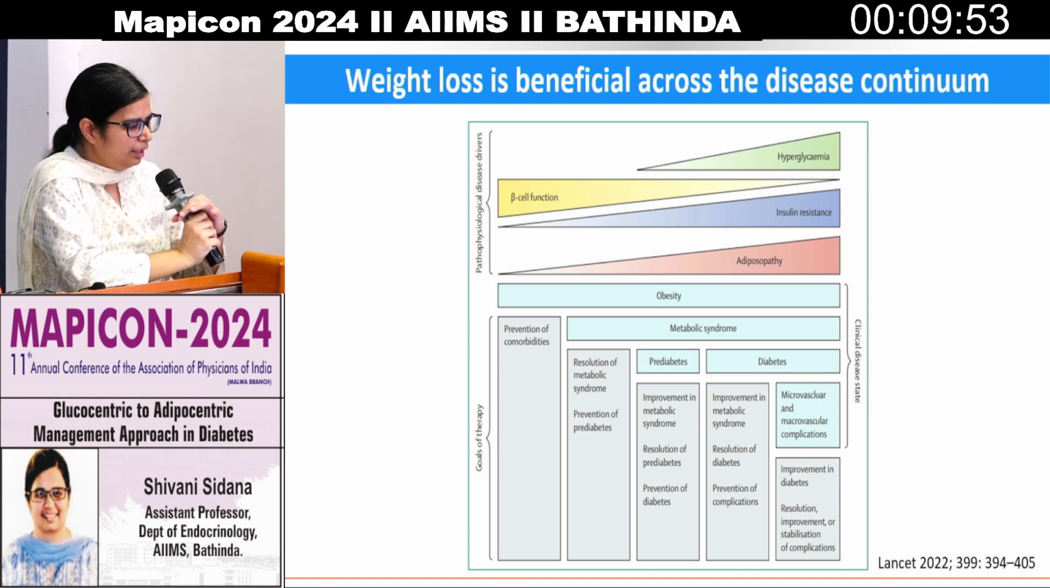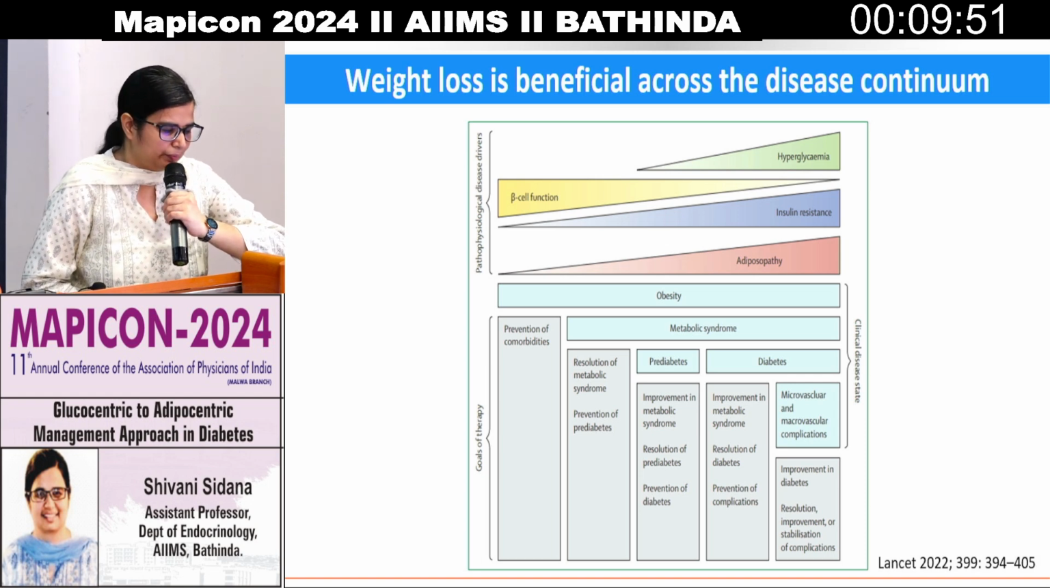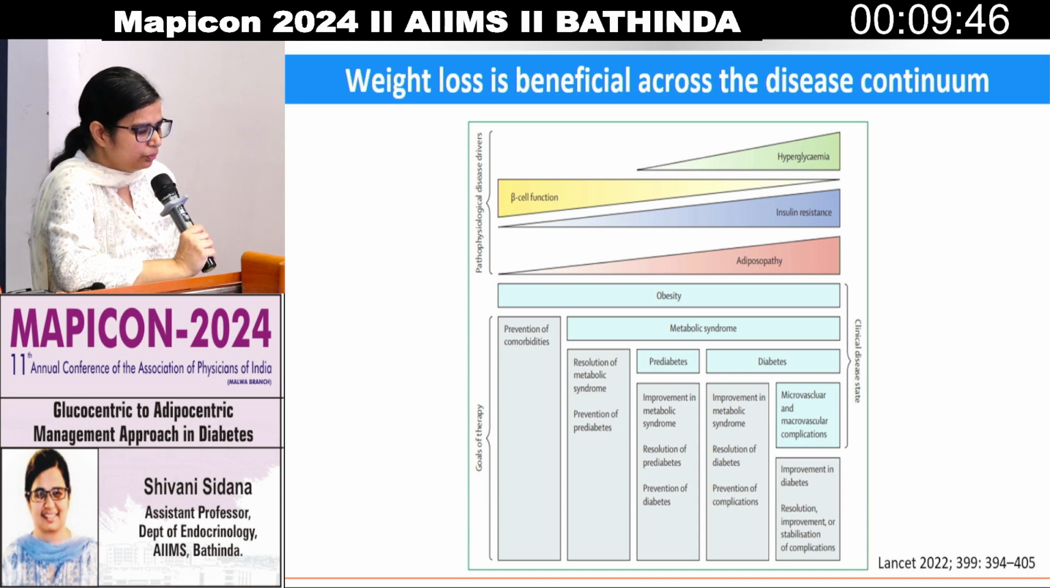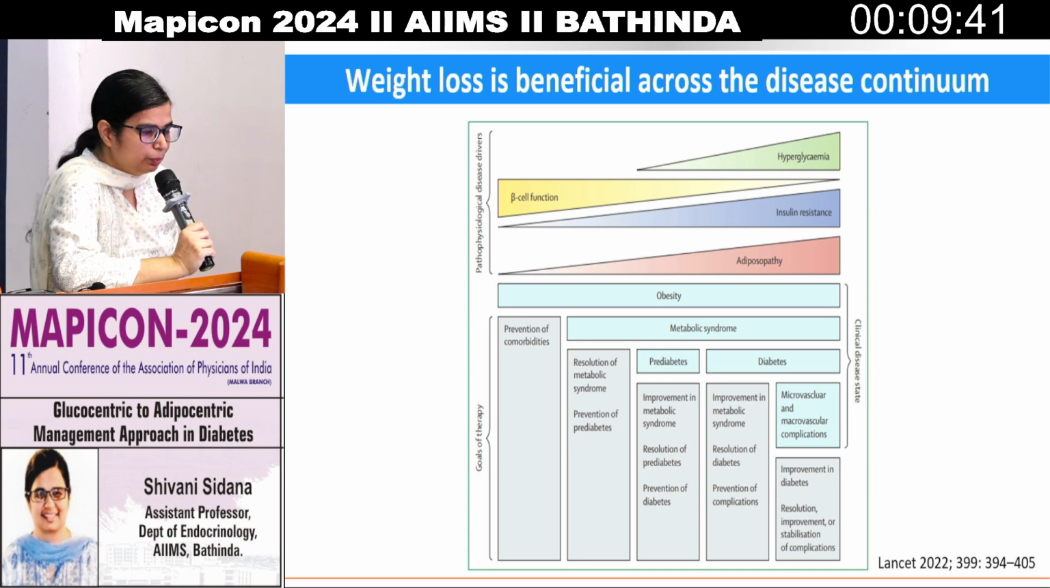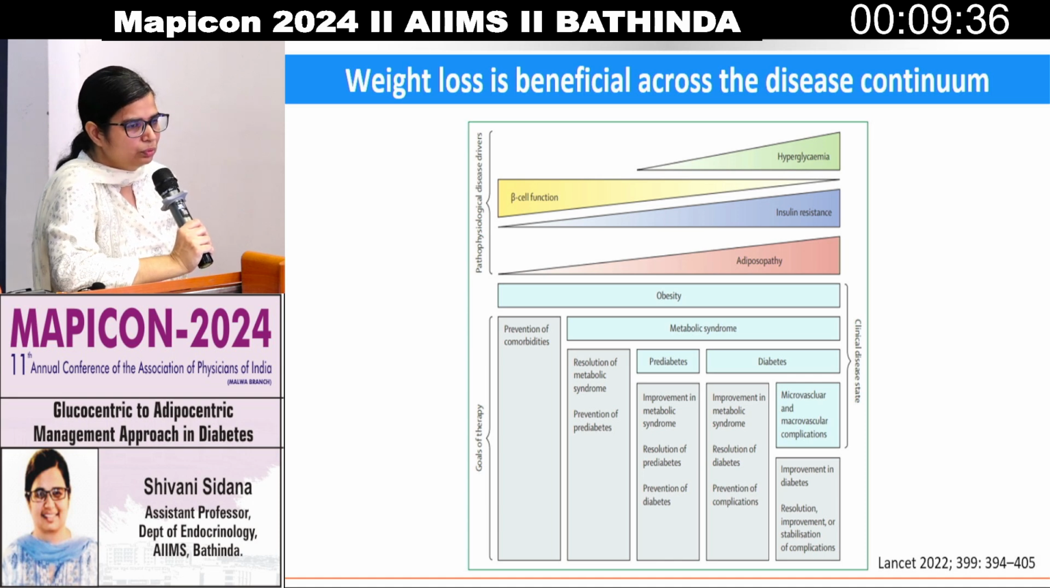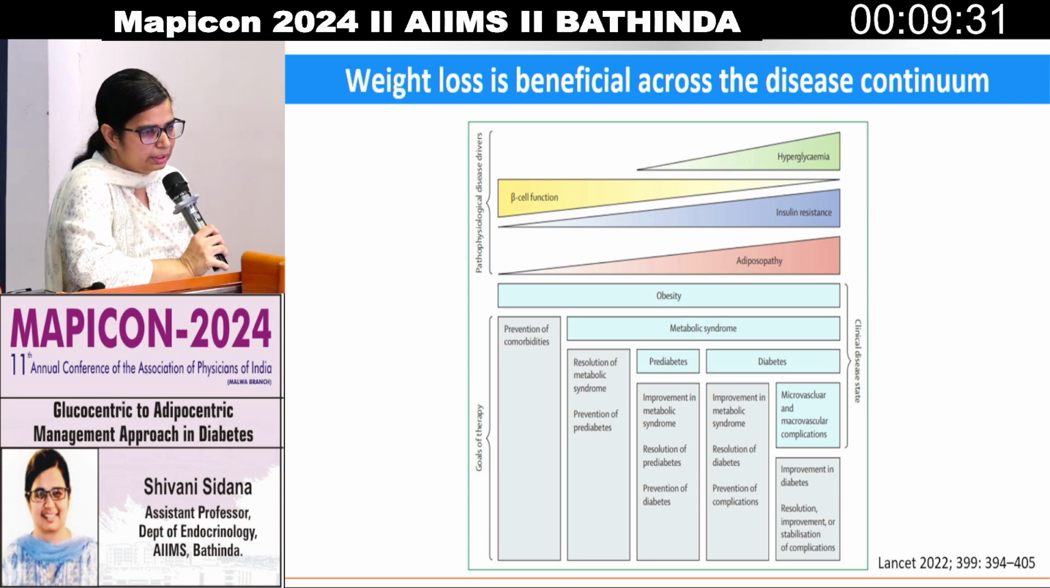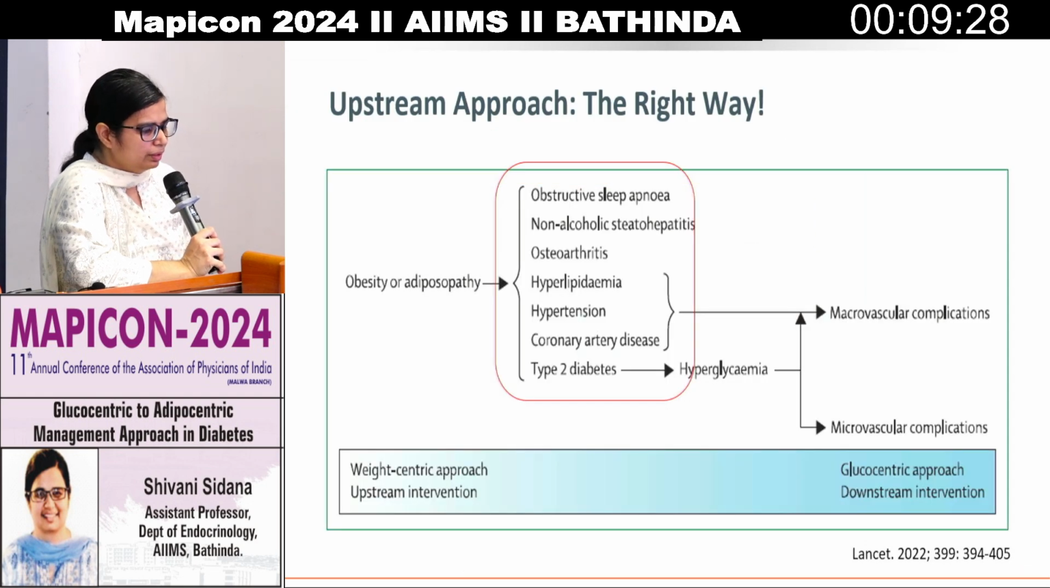So weight loss is beneficial across the disease continuum. Even in the prevention of metabolic syndrome, in the prevention of pre-diabetes, and in the prevention of progression of pre-diabetes to diabetes, weight loss matters at every step. So it is important to start weight loss before the complications even start. It leads to improvement not only in the metabolic complications, but also in other comorbidities and the mechanical complications associated with obesity.